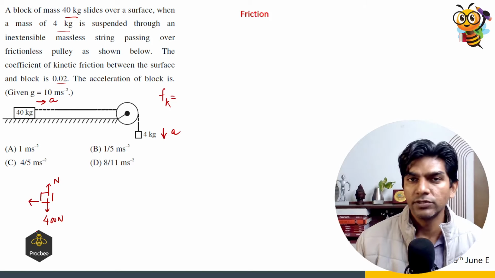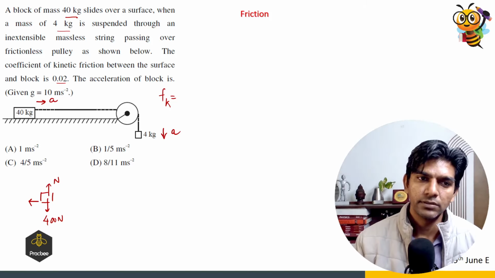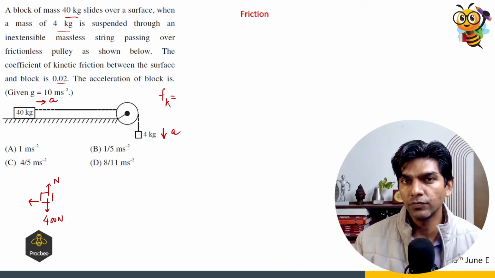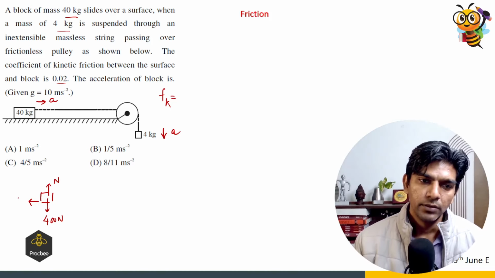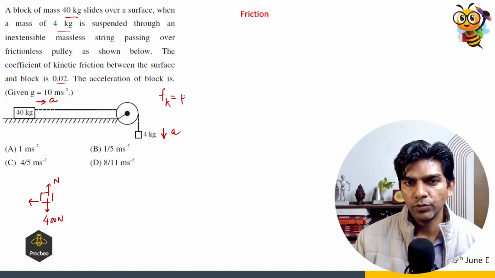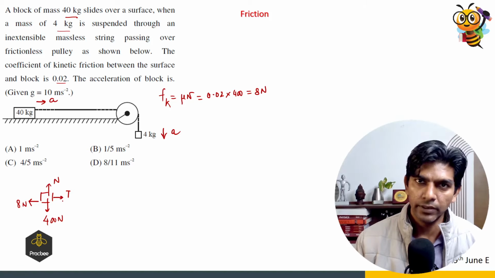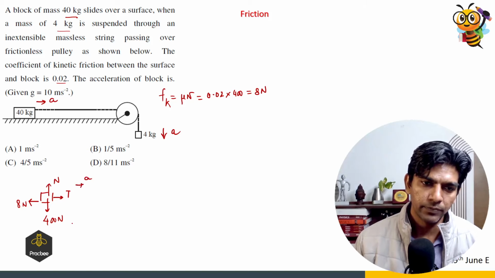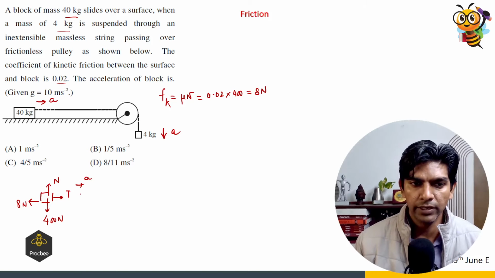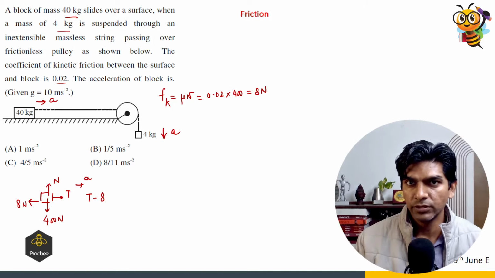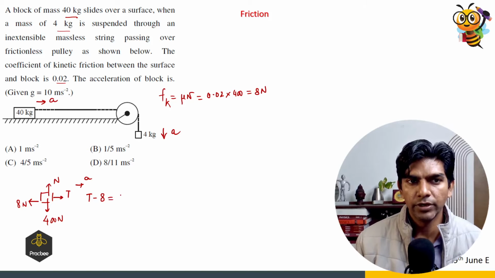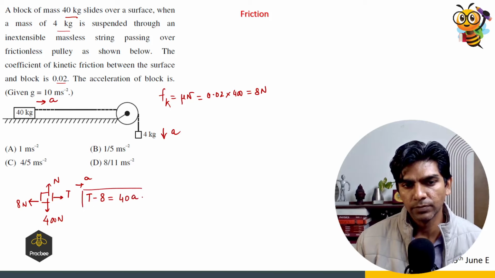Friction always opposes the relative motion. Since the block is sliding in the right direction with respect to the ground, the frictional force should act in the backward direction, in the left direction. So kinetic friction is acting, and kinetic friction is mu times the normal reaction. Here the normal reaction will be 400 Newton. So it will be 0.02 times 400, which comes out to be 8 Newton. So the frictional force is 8 Newton, acting in the backward direction. There will be a tension force in the right direction, and it is having an acceleration a. So we can apply Newton's second law in the horizontal direction. So T minus 8, which is the net force in the direction of acceleration, will be equal to the mass of the body times the acceleration. So that is the first equation.